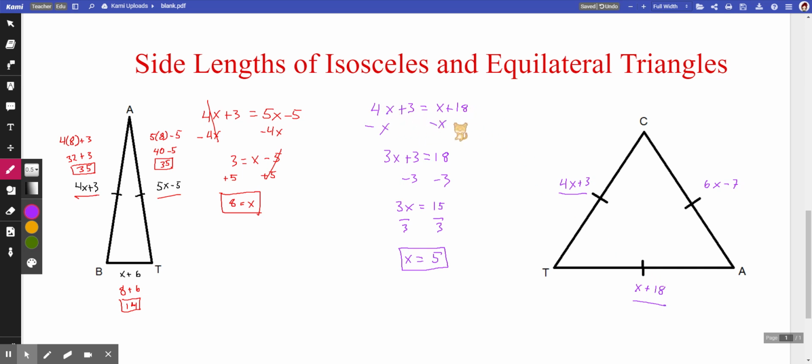You set those two equal to each other and solve for x, so you subtract x from both sides, subtract 3 from both sides, divide by 3, all that jazz. You know how to solve equations by now, and x equals 5. And then you plug your x value back into all of the expressions to solve for the side lengths. Again, if you solve for one of them, you actually know the other two. You don't need to solve for them, but it's a good idea to solve all three of them just to check and make sure that you didn't slip up somewhere.